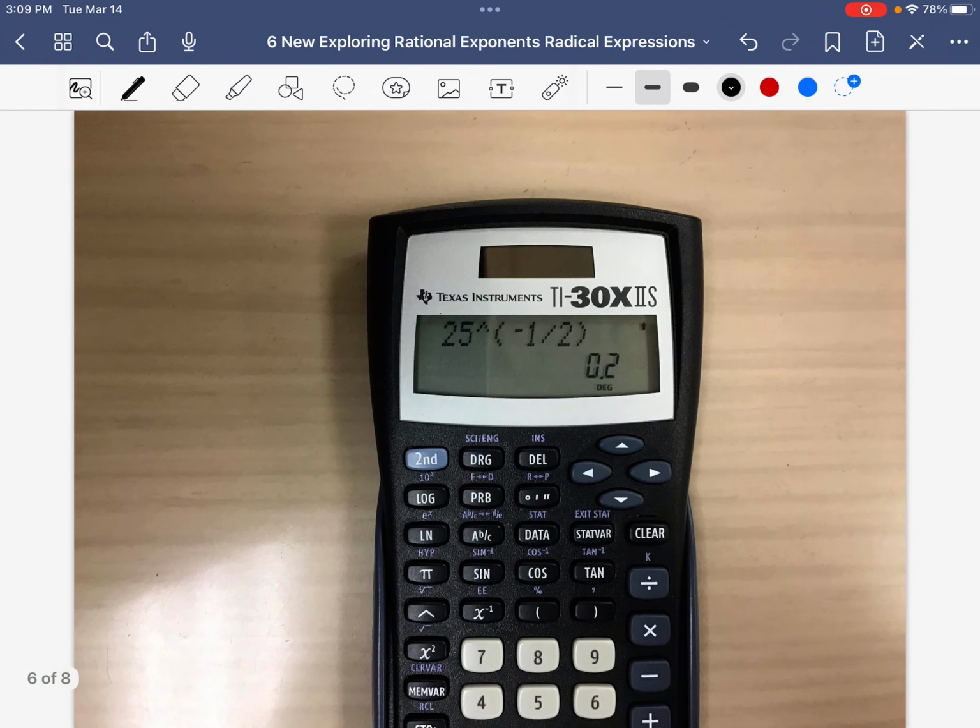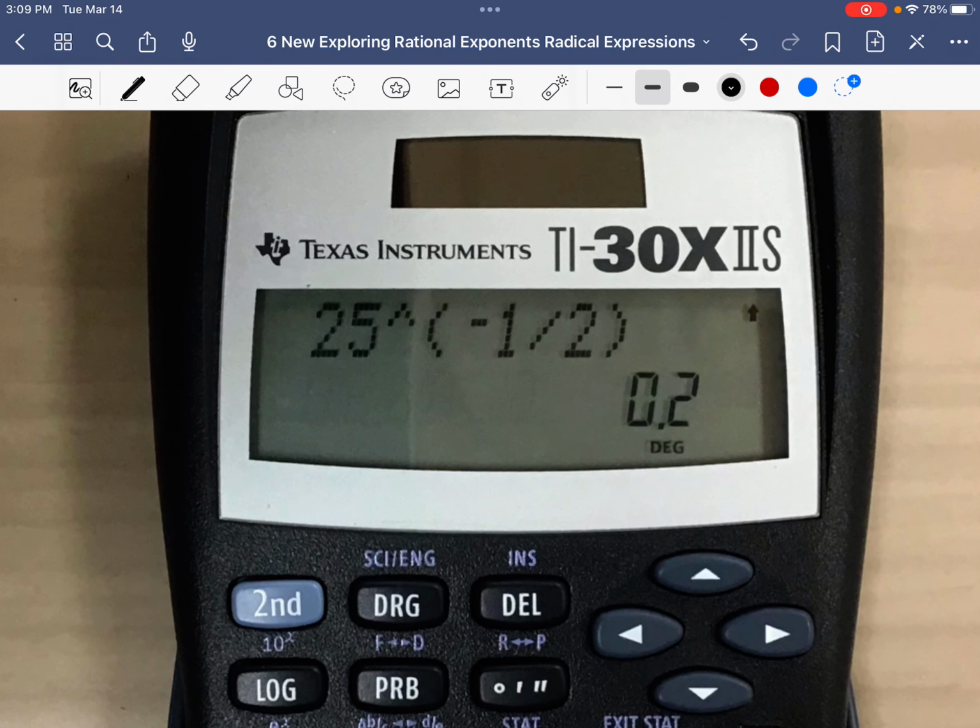But how about a negative exponent? What happens if you pop in there a negative exponent? Well, first of all, you can. You can do 25 to the negative 1/2. You get this little decimal. I'm going to share with you that if you have the ability, you can change it to a fraction on your calculator, or I'm going to share with you that the fraction for this would be 1/5. And you can write it as 1/5 if you would like.